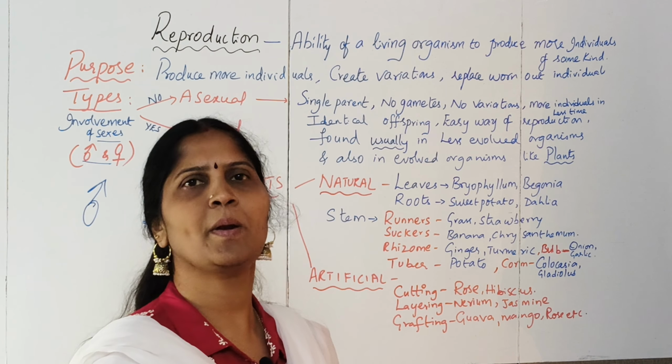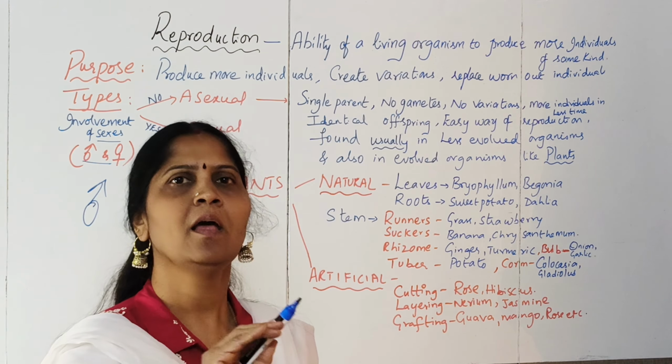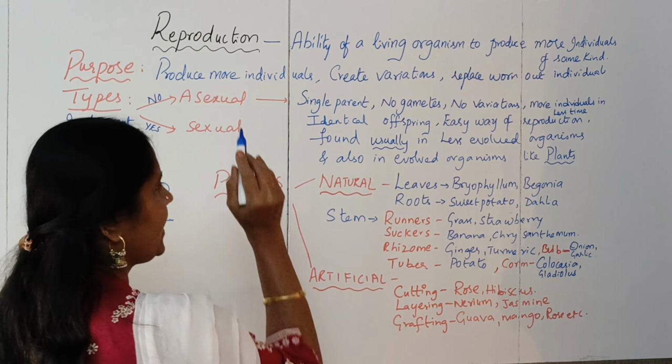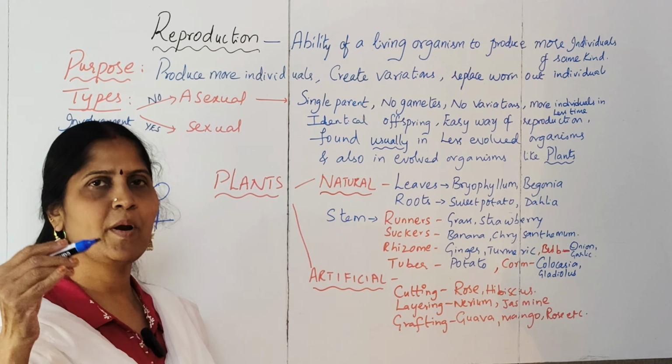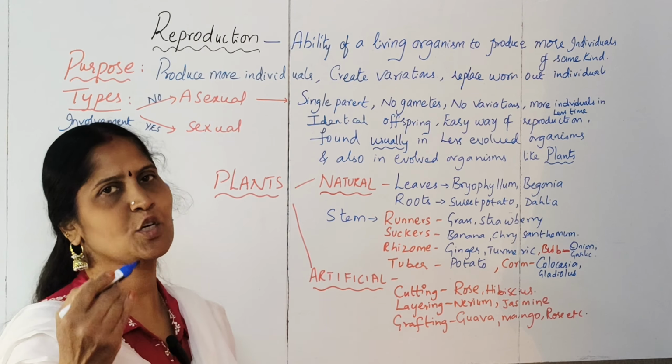When there is no involvement of sexes, that is, the parent is called neither a male nor a female, then that type of reproduction is called asexual reproduction. So depending upon whether the sexes are involved or not, reproduction is of two types, namely asexual and sexual.